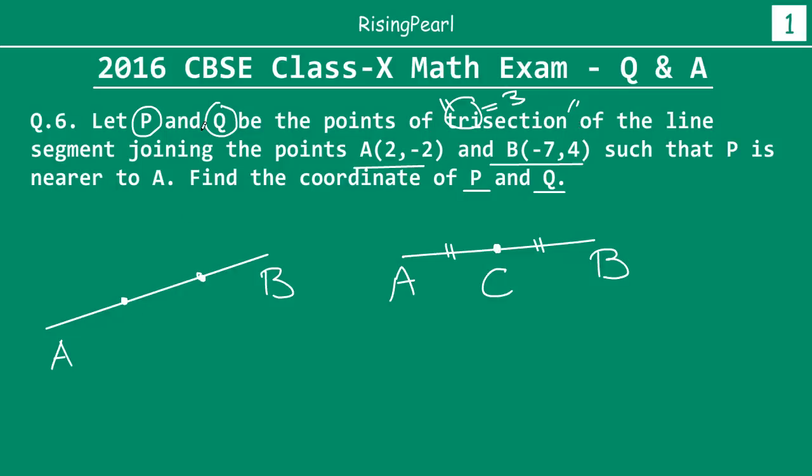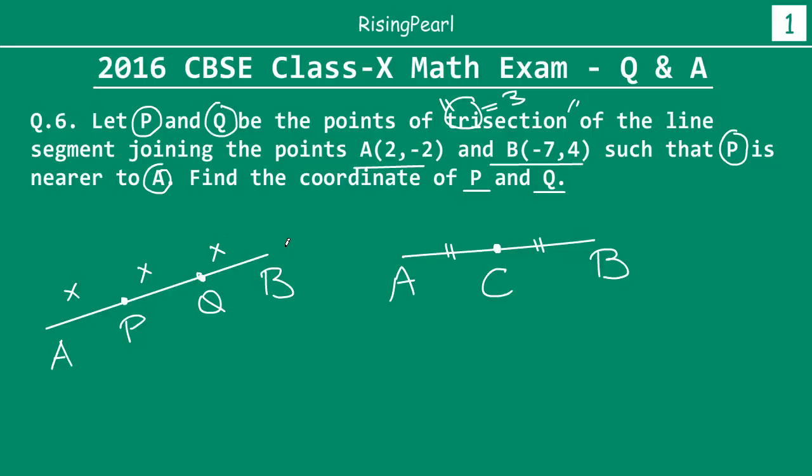So what the question is saying is, we have a line segment AB such that it is divided into three equal parts by points P and Q. Now how do we know this is P, not this point? Because that is given by the last part of the question that says P is nearer to A. That means the point which is closer to A is P. So we know the coordinates of A and B, and three equal parts means each part, let's say, is X, X, X.